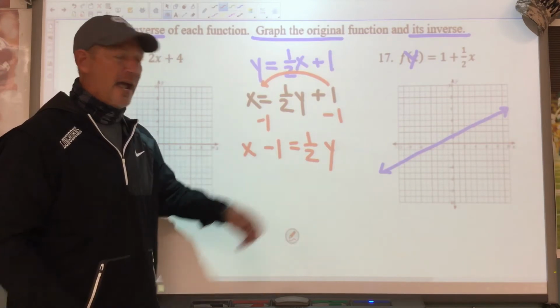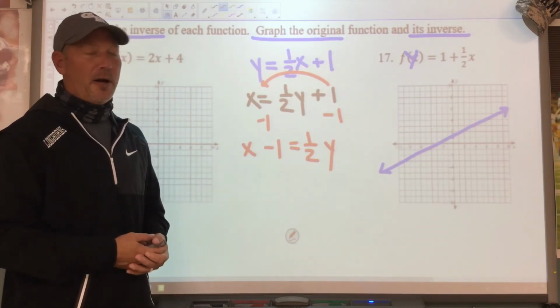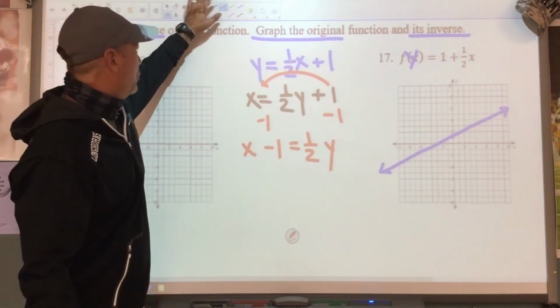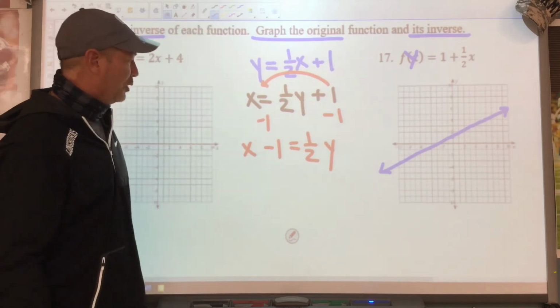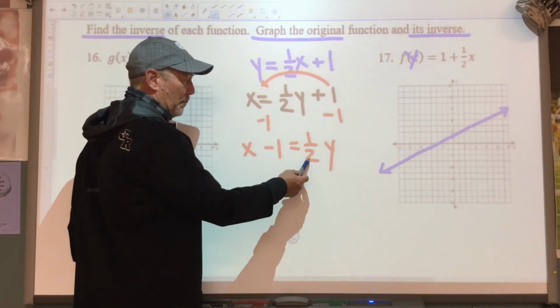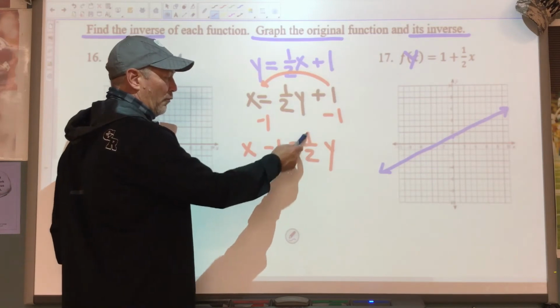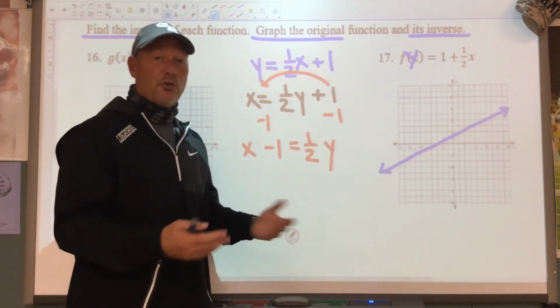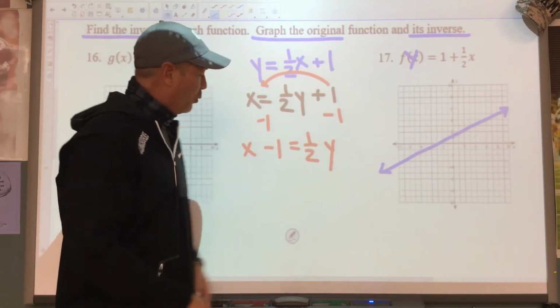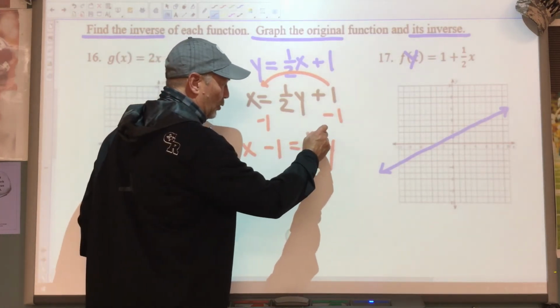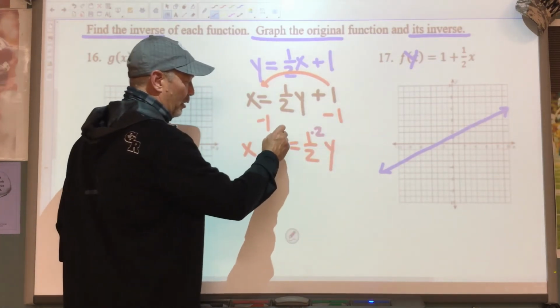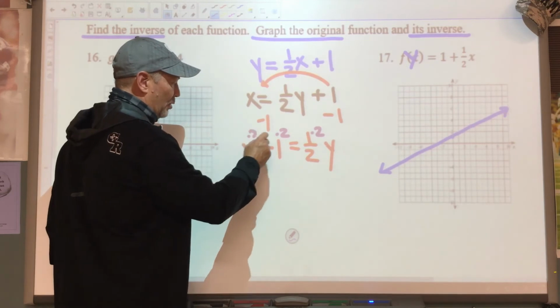How do you get rid of the half? How do you get rid of that 1/2 in front of the y? Hopefully, you were taught we can do this: multiply by the reciprocal. What is the reciprocal of 1 over 2? 2, or 2 over 1, right? So we're just going to multiply everybody times 2. Each term, times 2.